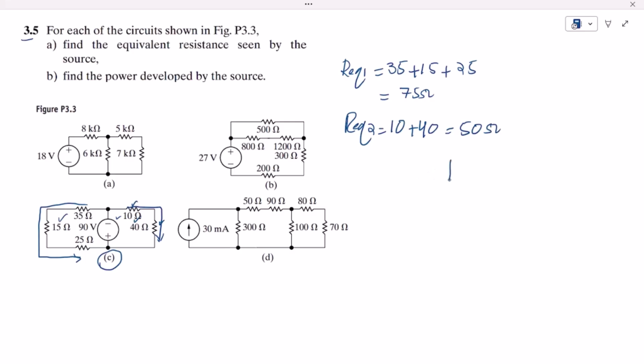Now the equivalent circuit will be like this one, with these resistors, which are the equivalent resistance composed of these two resistors. So this is the R equivalent 2, and this is the R equivalent 1, which is composed of the summation of 35, 15 and 25. And this is the source, and the source is of 90 volts.